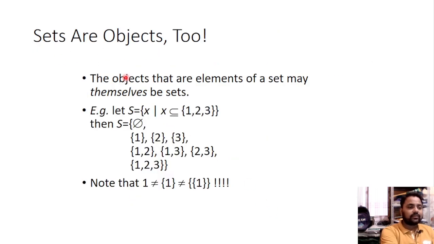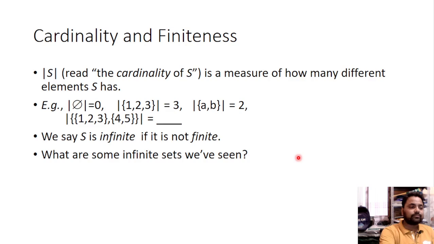Sets are objects, and the objects that are elements of a set may themselves be sets. For example, let S equal the set of X such that X is a subset of {1,2,3}. Then S is {phi, {1}, {2}, {3}, {1,2}, {1,3}, {2,3}, {1,2,3}}. Note that 1 is not equal to the set {1}. This is how sets work.